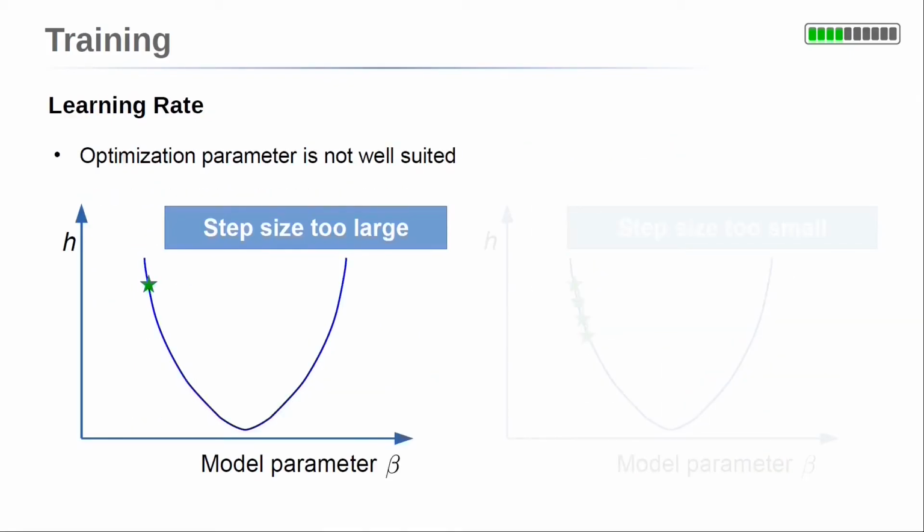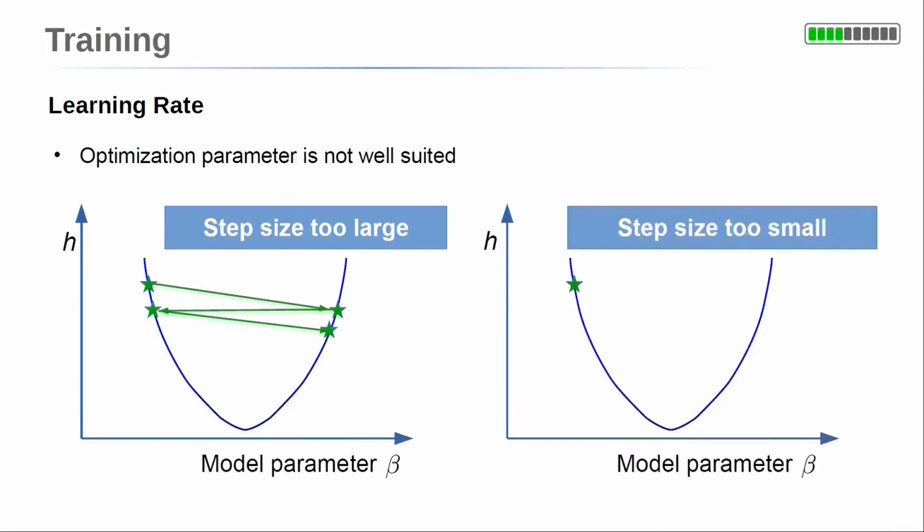On the left side is sketched what happens if the step size is too large. The minimization oscillates around the minimum and is not going directly towards the minimum. On the right side, you see a small step size. The minimization needs a lot of iterations to reach the minimum. This could take too much time.